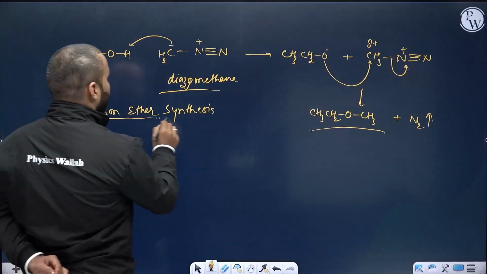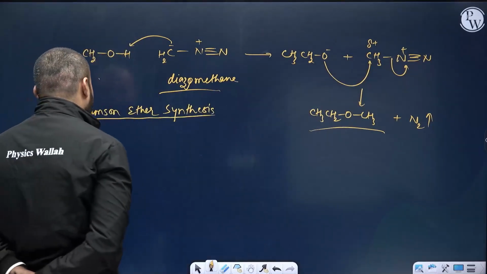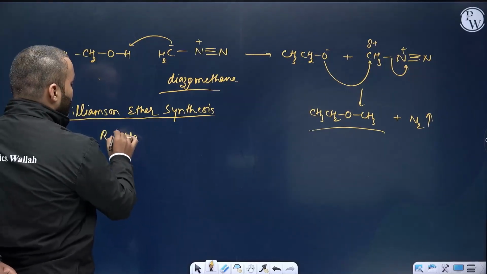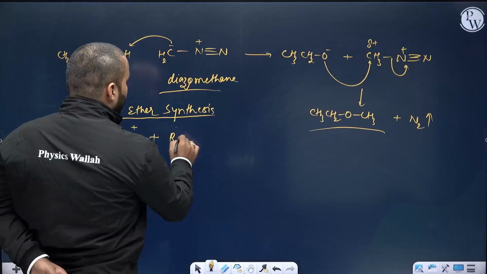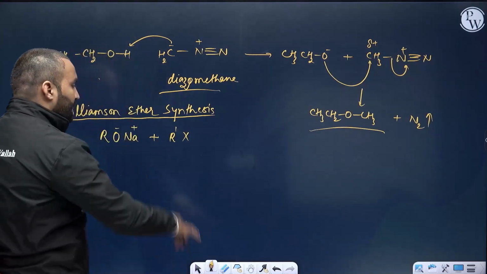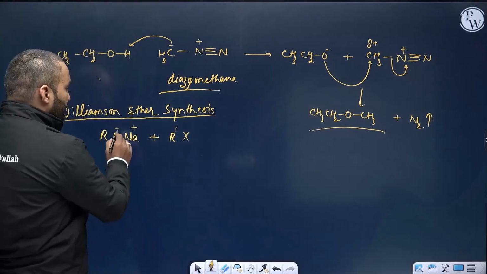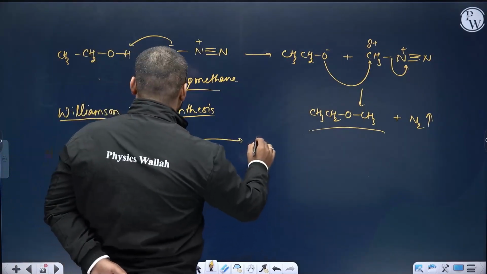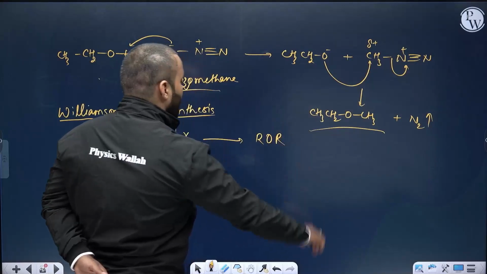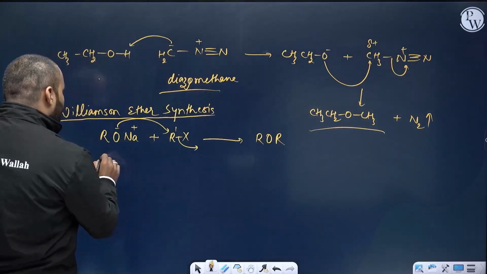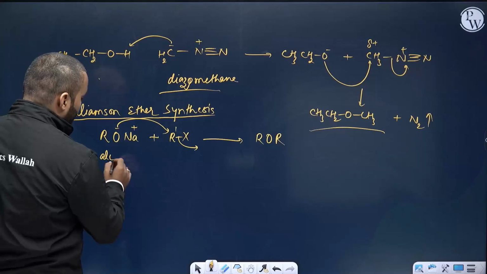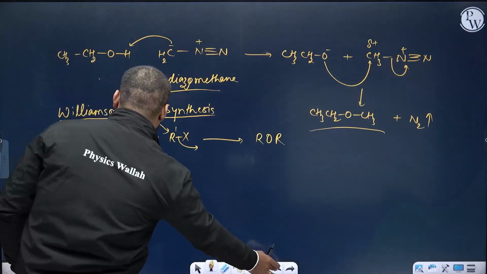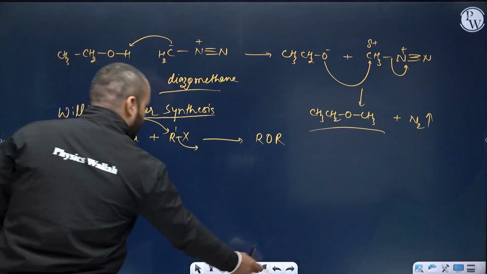They will ask you to write a few things about what Williamson ether synthesis means. We will be using RONa, the sodium salt of an alcohol, and reacting it with an alkyl halide. I have made it R dash just to distinguish between the two. This RO minus is going to attack via SN2 mechanism so that X leaves. Upon X leaving, there will be ROR' bond formation. Now this is my alkoxide. Alcohol forms alkoxide.